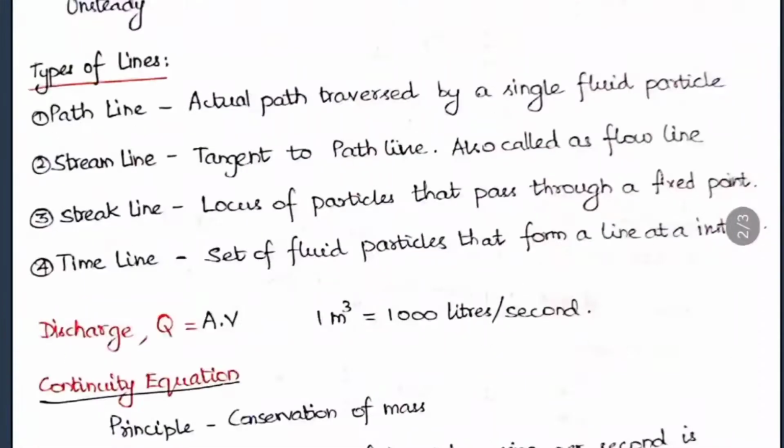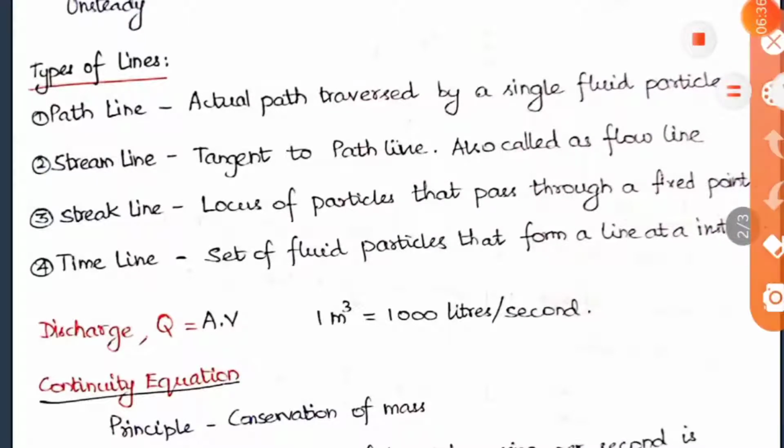The next thing we are going to see is the types of lines. This is also very important. There are 4 types. First one is the path line. Path line means the path that is traveled by a single fluid particle. So that only we call the path line. Streamline means the tangent to the path line. This is also called the flow line.